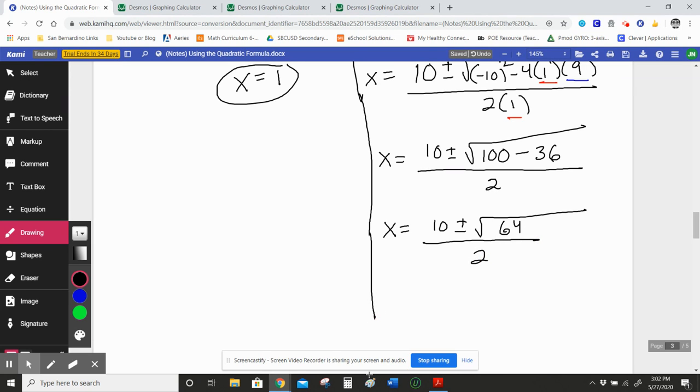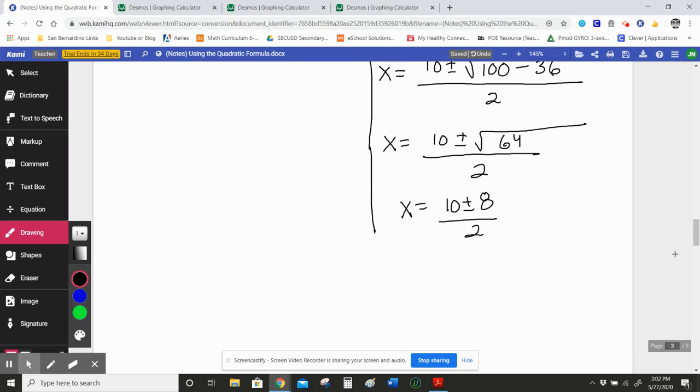Finally, we can simplify this a little more. x is equal to 10 plus or minus the square root of 64, which is equal to 8, and then you put it all over 2. Which means that we're going to have two different answers for x. Some of you guys are ahead of me. 10 plus 8, which is 18, divided by 2. And the other answer will be 10 minus 8, which is 2, divided by 2.